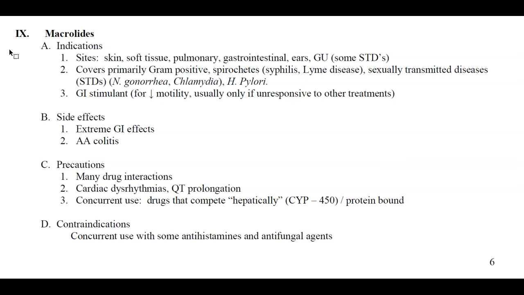So when there's decreased motility and they've tried all the other treatments and they were still unresponsive to those treatments, then they can start using GI stimulants, although this is really not the preferred, right, because it's an antibiotic. Side effects include extreme GI effects, so nausea, vomiting, diarrhea, and it can also cause antibiotic-associated colitis, which is basically inflammation of the lining of the colon secondary to antibiotics.